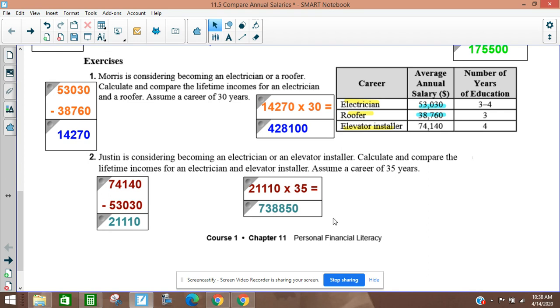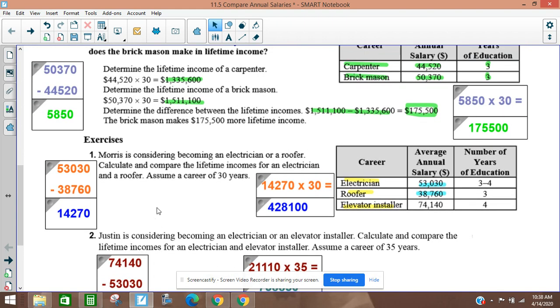So which one is better? Notice that the years of education are about the same. So this is how you find the difference and you compare the annual salaries.